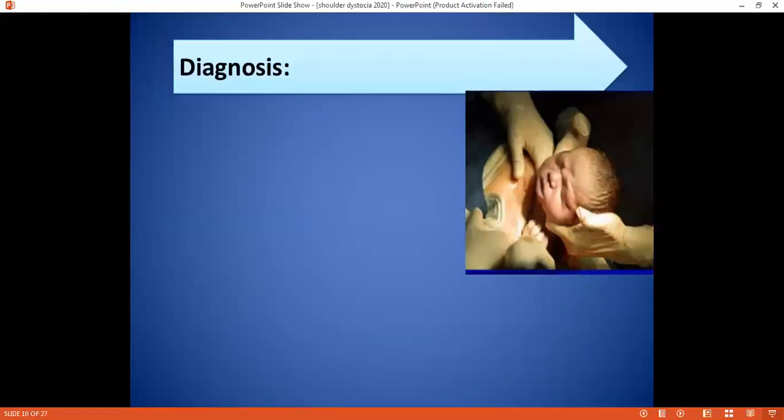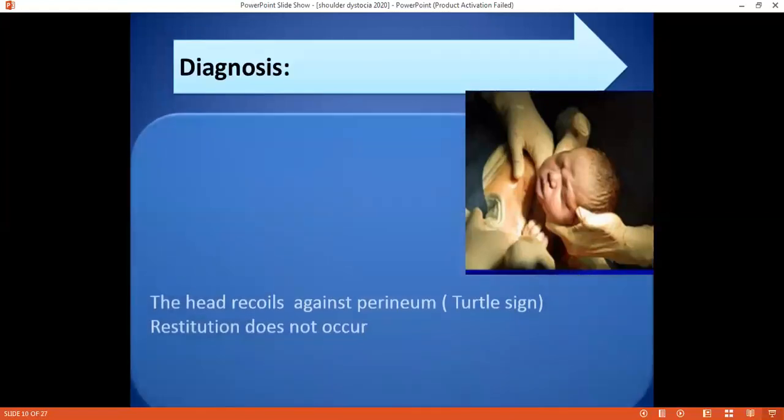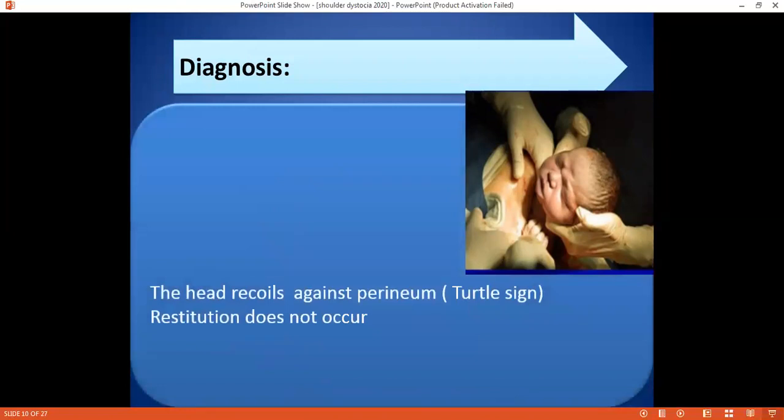The diagnosis of shoulder dystocia: the head recoils against the perineum. This is the turtle sign. You see, when the head is delivered, it will be retracted against the perineum, just like something pulling it from up. This is the turtle sign, like the head of a turtle.